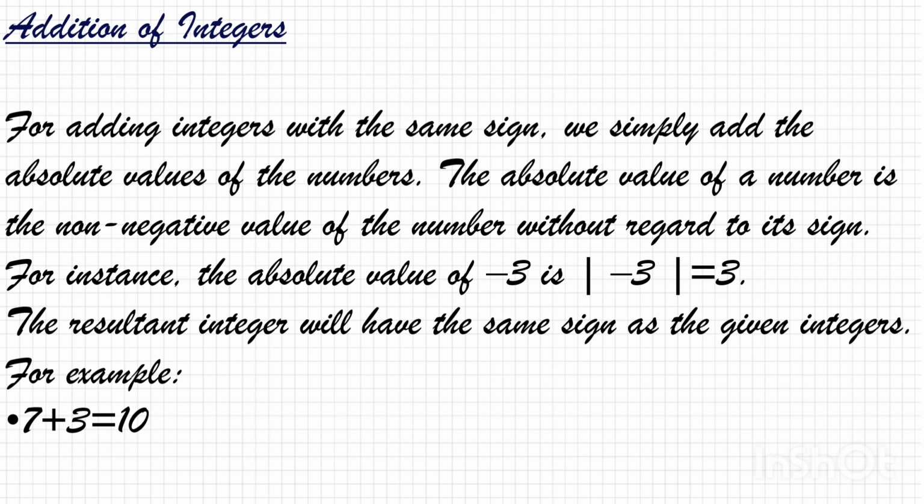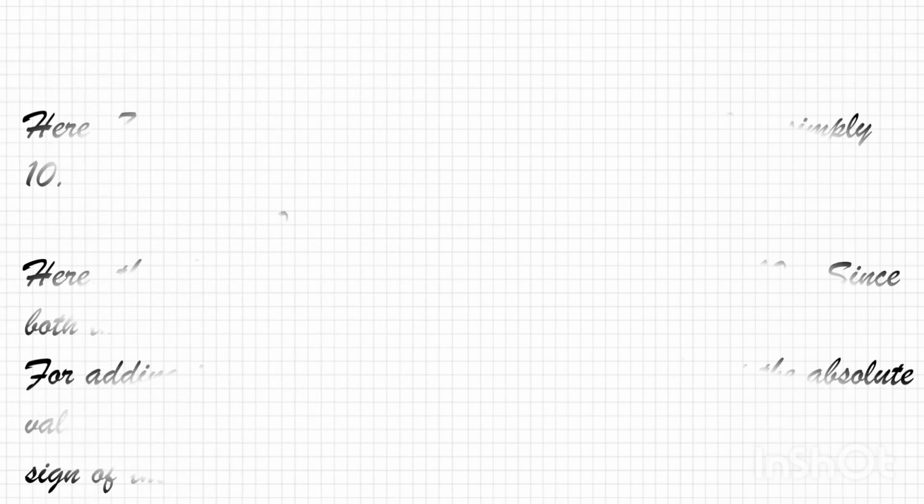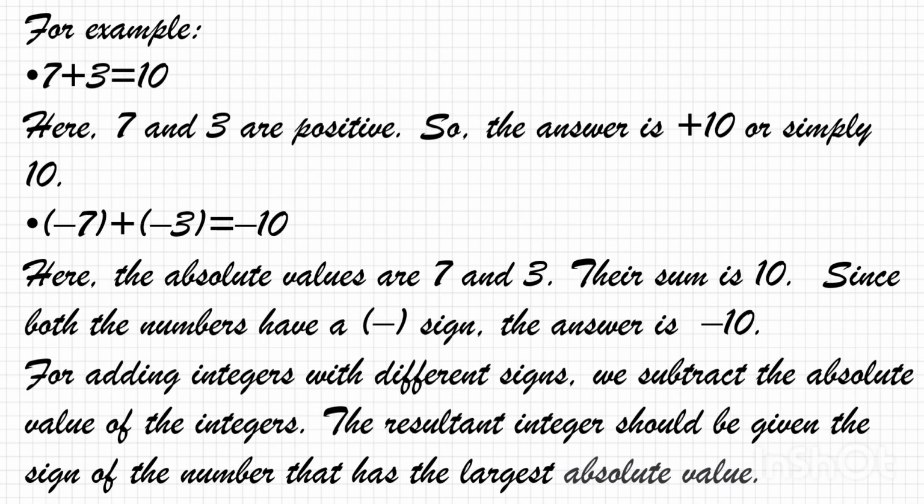For example, 7 plus 3 is equal to 10. Here 7 and 3 are positive, so the answer is plus 10 or simply 10. Minus 7 plus minus 3 is equal to minus 10. Here the absolute values are 7 and 3. Their sum is 10. Since both the numbers have a minus sign, the answer is minus 10.